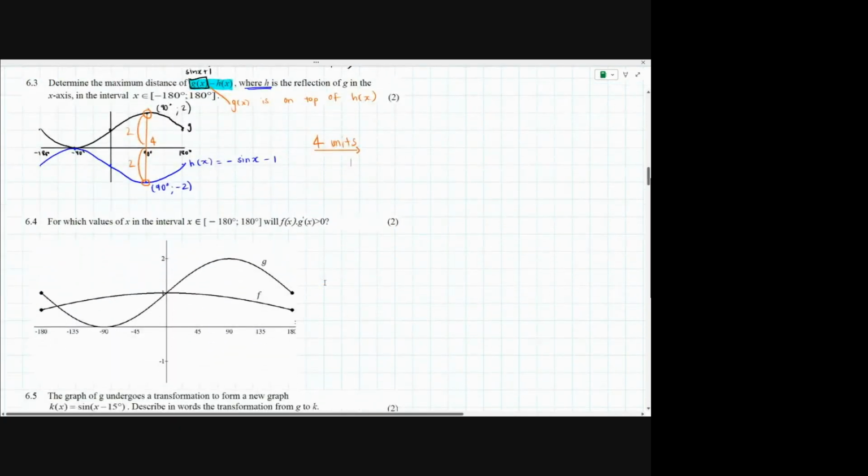Right, 6.4 then says for which values of x in the interval x element of negative 180 to 180 will f of x times, I'm going to be honest, I'm not sure if that is a mark or not, now that I'm looking at it properly. Sorry, guys. I did not notice that in the 3 or 4 times I've had a look at this. I think it's a dash, so a derivative. So let's just make sure. Yeah, that's a dash, right?